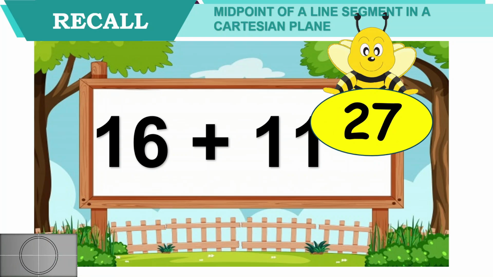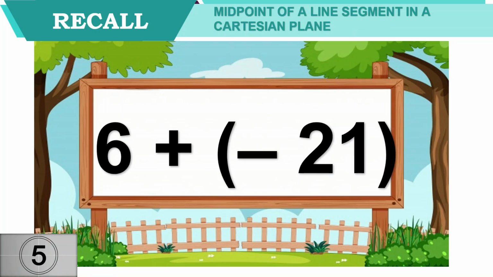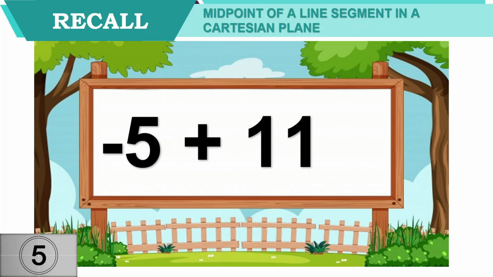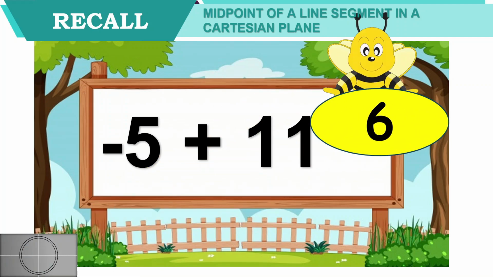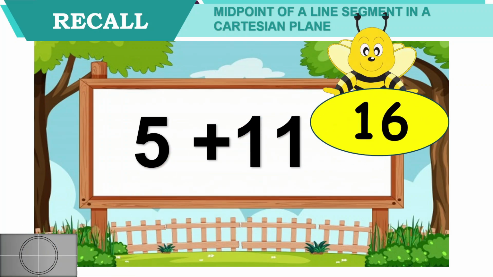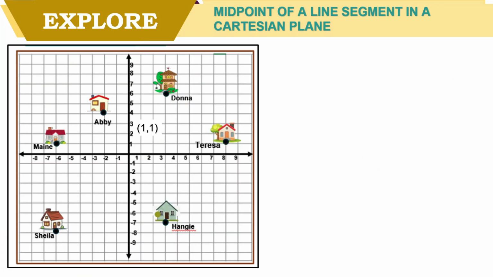The answer is 27. How about 6 plus negative 21? The answer is negative 15. How about negative 5 plus 11? The answer is 6. What is the sum of 5 and 11? If your answer was 16, then that's perfect.